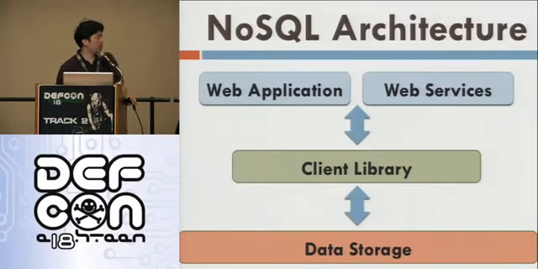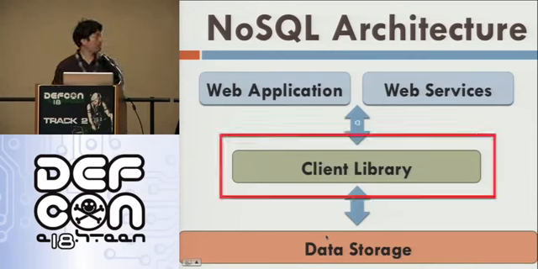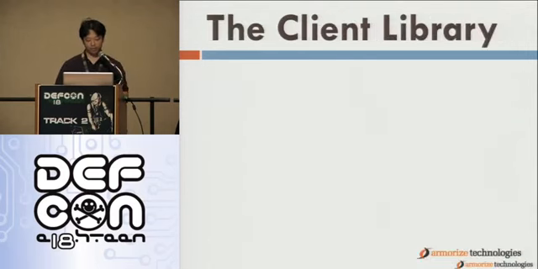So here's a typical NoSQL architecture. We have the web application and web services in the front. And in the center is the client library, which the web application and web services interact with. And then below is the NoSQL data storage. And the client library is going to be the focus for security researchers as well as the attackers, because that's where the web application and web services are interfacing with the data storage.